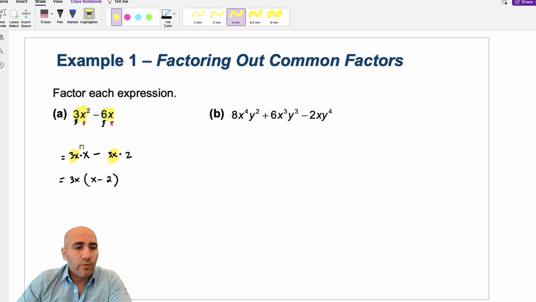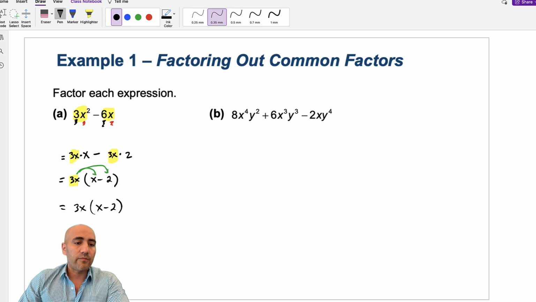So we pulled this out. So it's the reverse of distribution. If we wanted to distribute, we would multiply this times this and this times that, and that would get us back to where we started. Good. Okay. So here's our answer. It's 3x, x minus 2, and there's really not much else we can do from there. So we've rewritten the original statement as a multiplication of 3x times x minus 2.